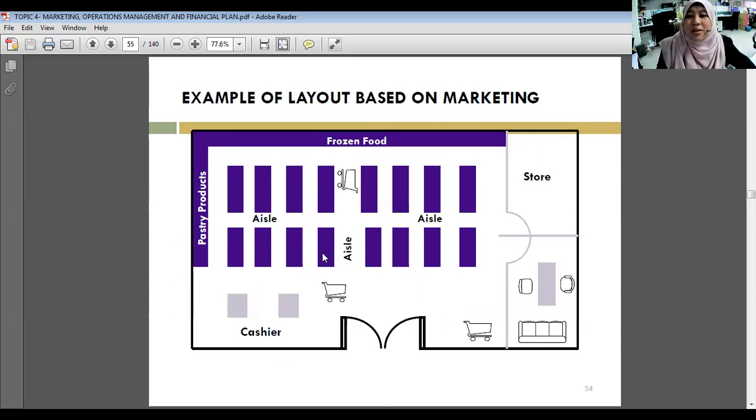And then this is an example of layout based on the marketing. Mostly you can see this in supermarket retailers. They purposely do this. They have pantry products, frozen food store, and then there will be an aisle here, to make sure that when the customer moves their trolley, they can have a broad eye view. Sometimes our checklist only has 5 items to buy, right? And at the end when you want to pay the cashier, it's become 10 items. Do you agree with me? So this is because of the layout of the marketing, all right?